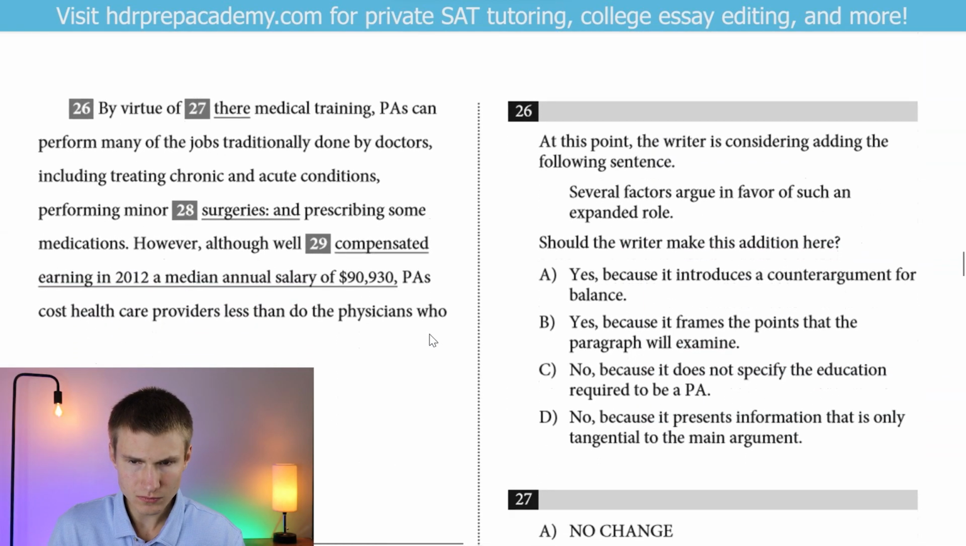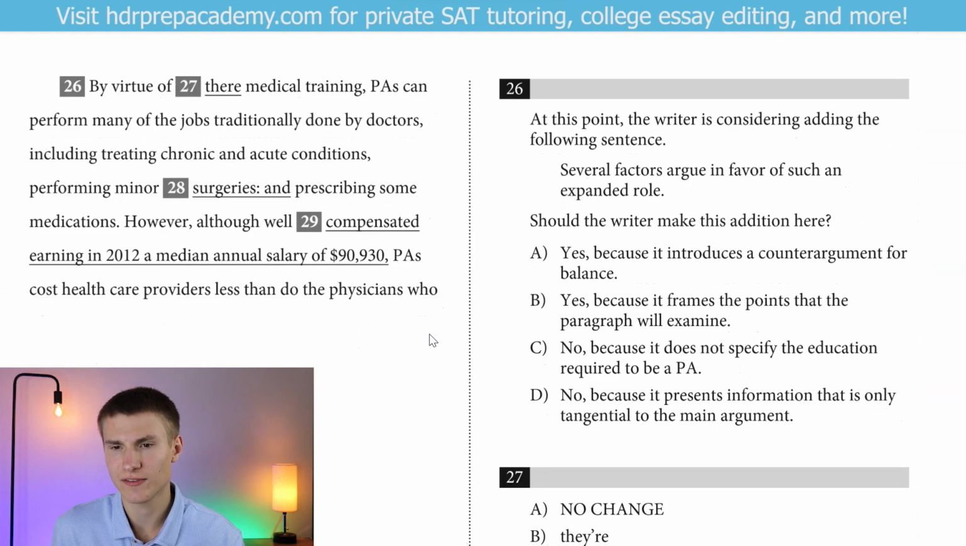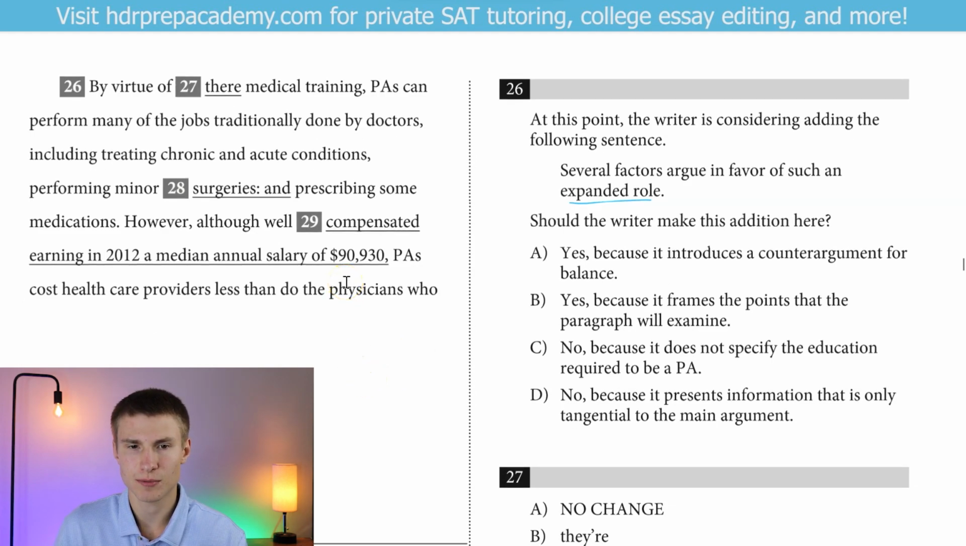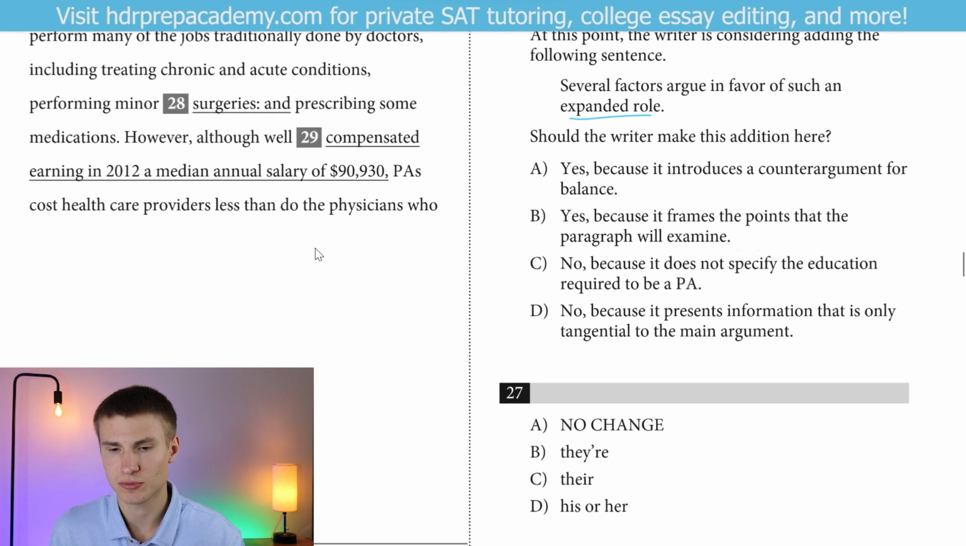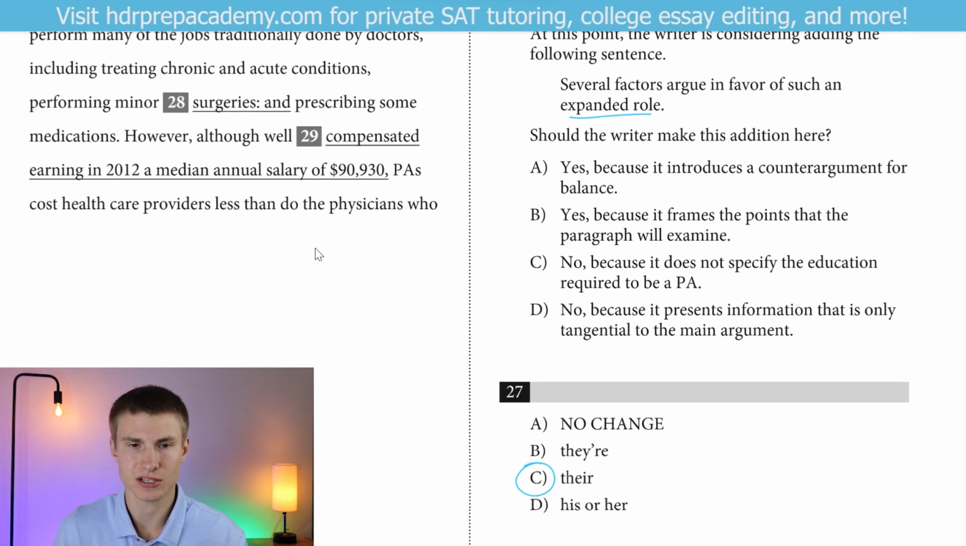All right, moving on. 26, the writer is considering adding the sentence, "Several factors are in favor of such an expanded role." Keep in mind that we need to make sure it transitions from our previous paragraph and also supports the main point of this next paragraph. So we have, by virtue of their medical training, PAs, okay, our subject is PAs, that's plural, therefore we have to have the correct version of their, which would be THEIR. So our answer there is going to be C.